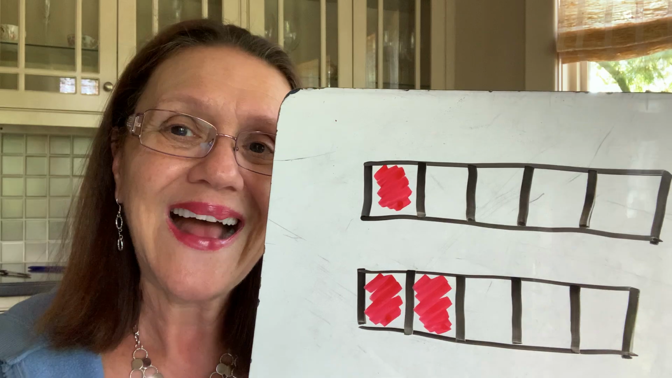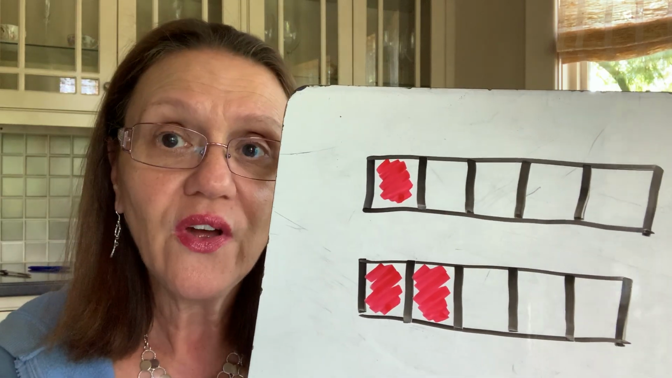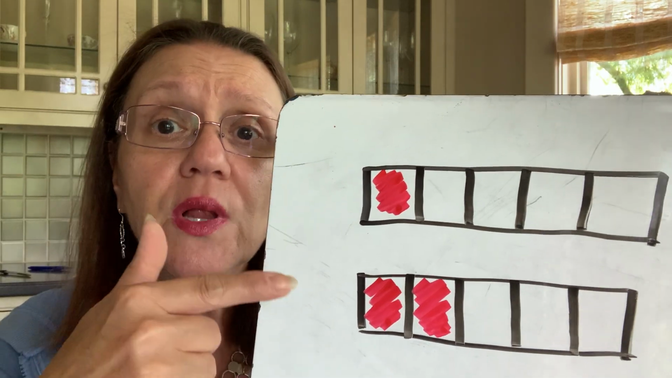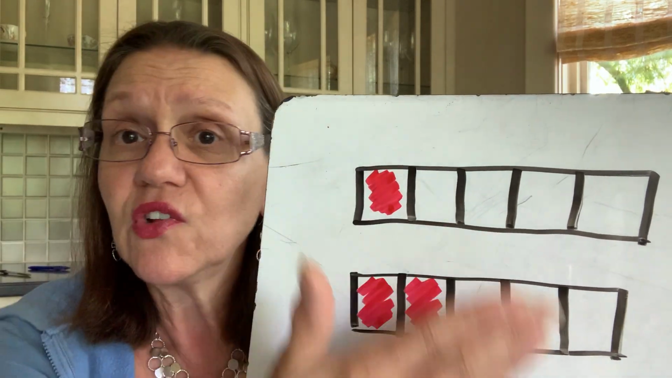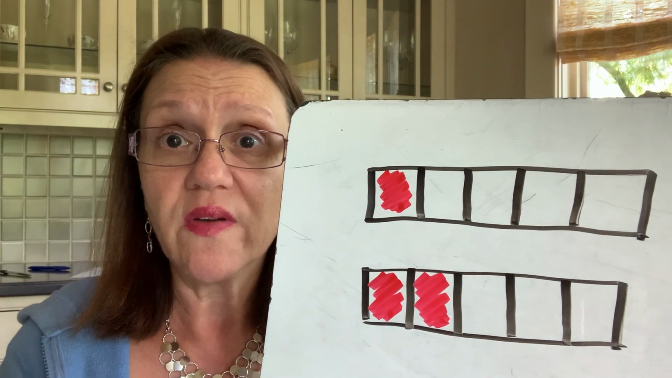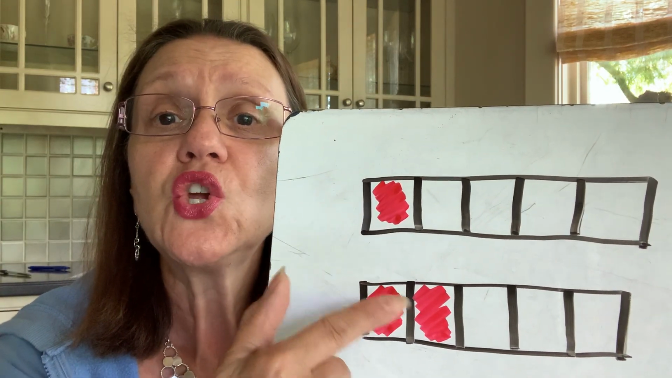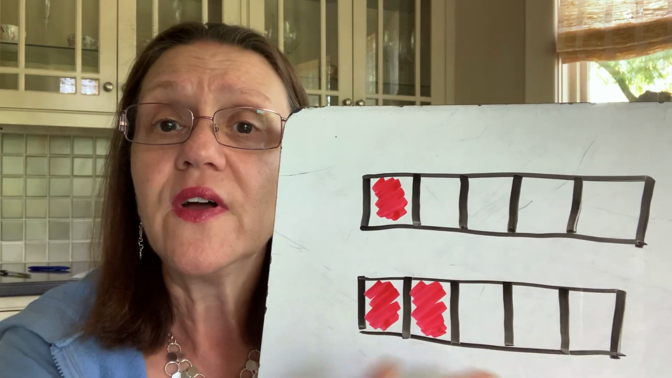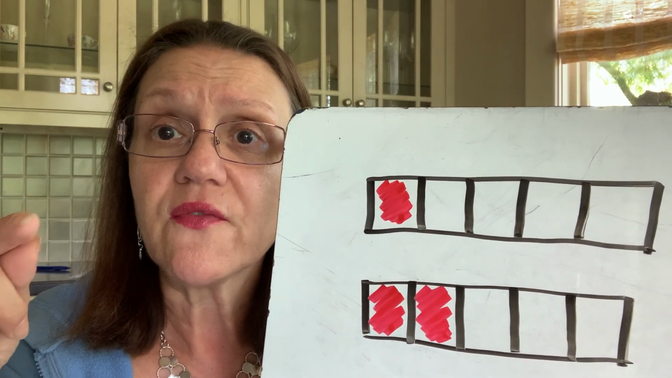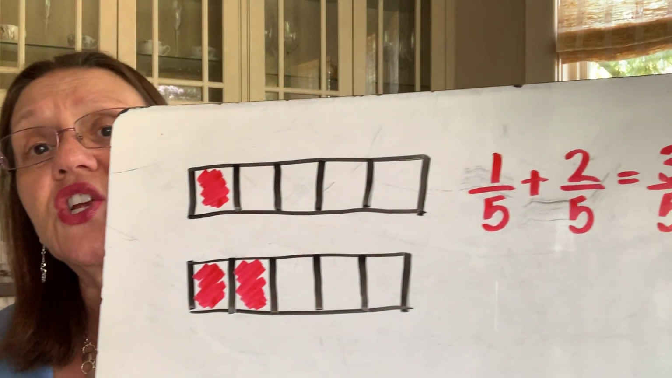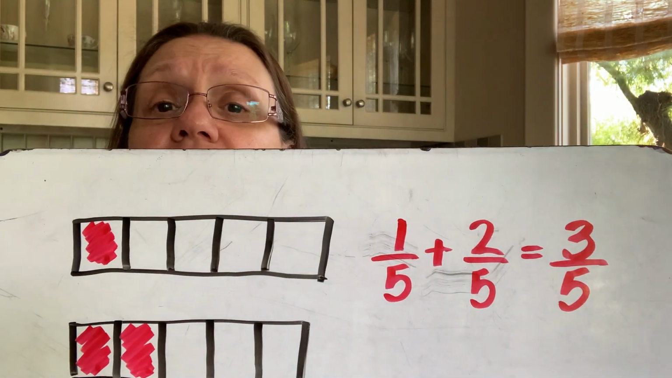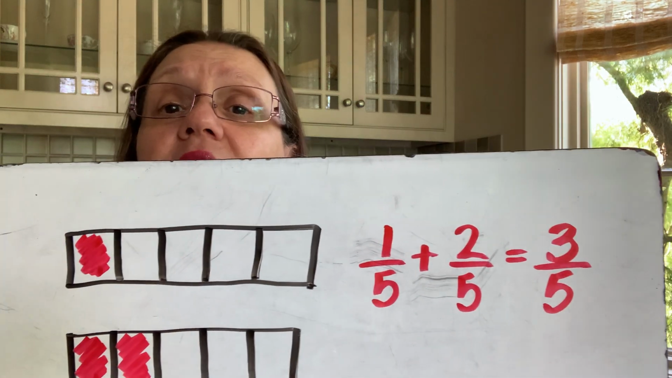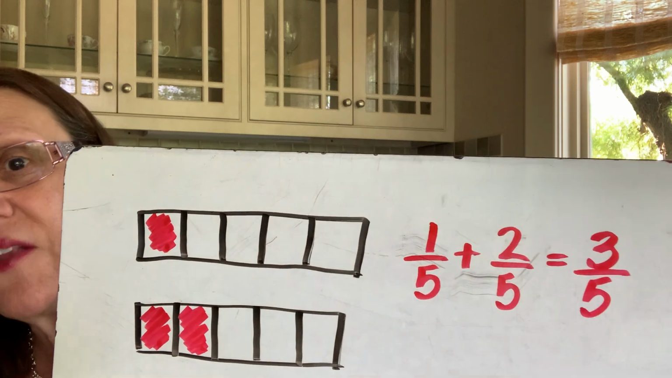So if I wanted to add these 2 fractions together, with my models, you can see that 1/5 plus 2/5, if I just look at the models and ignore the algorithm, I can see that I have 1, 2, 3 of 5, so 3/5. So the equation looks like this. 1/5 plus 2/5 equals 3/5. So I'm adding my numerators, but I am not adding my denominators.